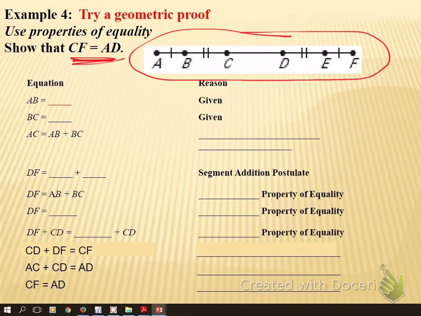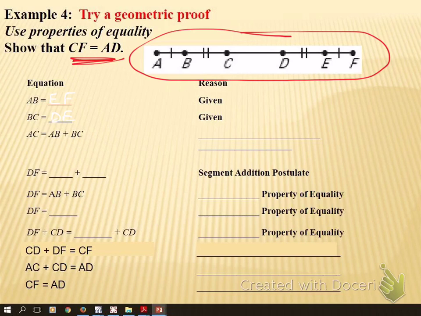So let's go. How do we know, in this first statement, that AB is equal to something? Well, AB is equal to something because of the tick mark there. AB is equal to EF. And that was given to us. We're getting it from the diagram. And the diagram was given to us, so that was given to us. Same thing with BC. BC is equal to DE, and that was given to us.